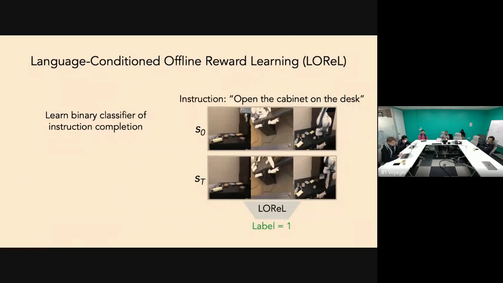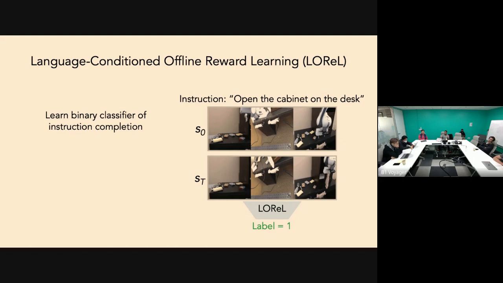Next, I'll talk a little bit more about what this reward function itself looks like. We call our approach language conditioned offline reward learning, or LAUREL. And it's actually quite simple. It's really just a binary classifier of instruction completion. So it's going to condition on an initial observation, that's S0, a future observation, ST, and then an instruction. And it's just going to predict, does going from S0 to ST successfully complete that instruction?